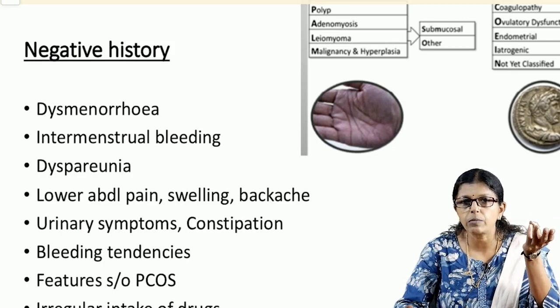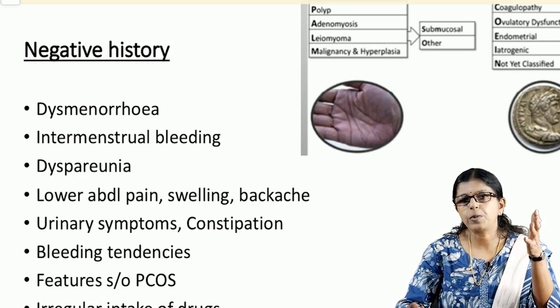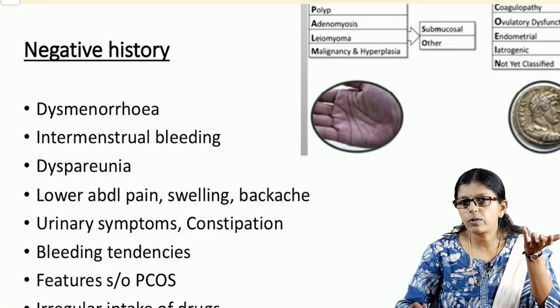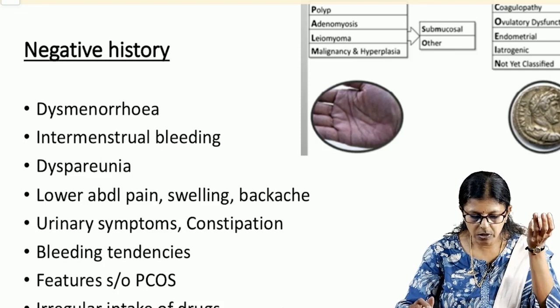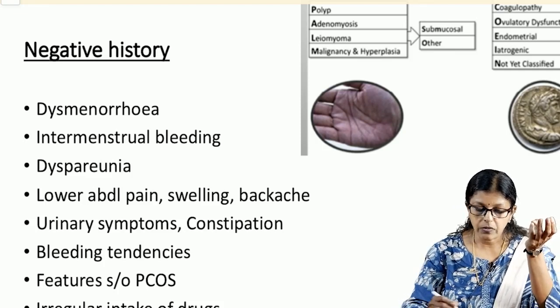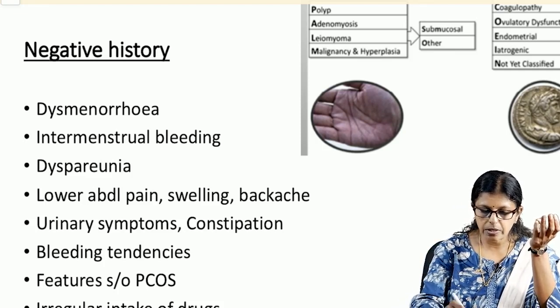If she is having a polyp, she can have continuous discharge per vagina, which may sometimes be foul smelling, which may sometimes be blood stained. So that tells you that there is a polyp. So this is a history that you have to ask, whether there is intermenstrual bleeding, whether there is discharge.